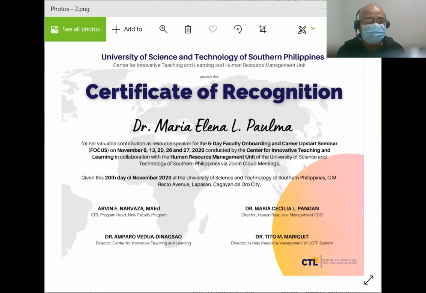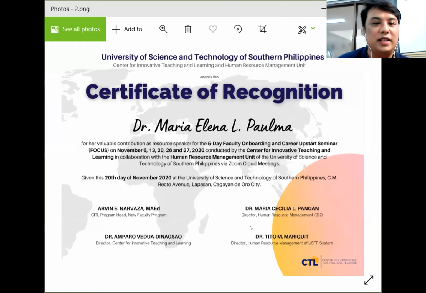Okay, so I would like to read a citation first. University of Science and Technology of Southern Philippines, Center for Innovative Teaching and Learning and Human Resource Management Unit, awards the Certificate of Recognition to Dr. Maria Elena L. Paulma for her valuable contribution as resource speaker for the 5-day faculty onboarding and career upstart seminar, conducted by the Center for Innovative Teaching and Learning in collaboration with the Human Resource Management Unit of the University of Science and Technology of Southern Philippines via Zoom cloud meetings, given this 6th day of November at the University of Science and Technology of Southern Philippines, CM Recto Avenue, Napasan, Cagayan de Oro City, signed by yours truly, Arvin Arbaza, CITL Program Head, new faculty program, Dr. Maria Cecilia L. Pangan, Director of Human Resource Management, CDO, Dr. Amparo Vitua Dinagsao, Director for Center for Innovative Teaching and Learning, and Dr. Tito M. Mariquit, Director of Human Resource Management of USTP System.